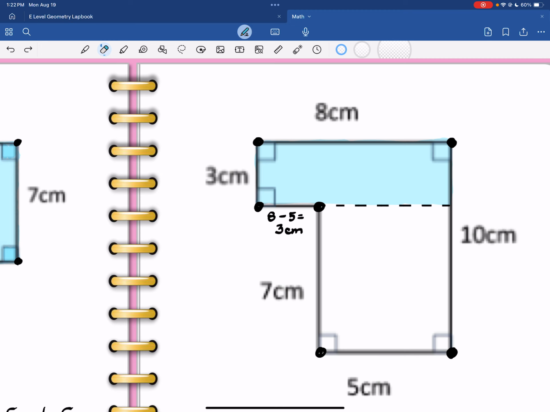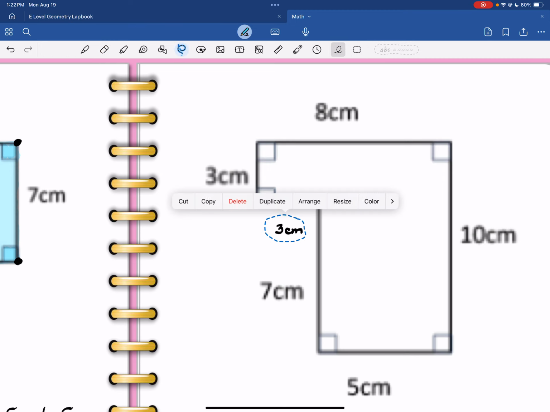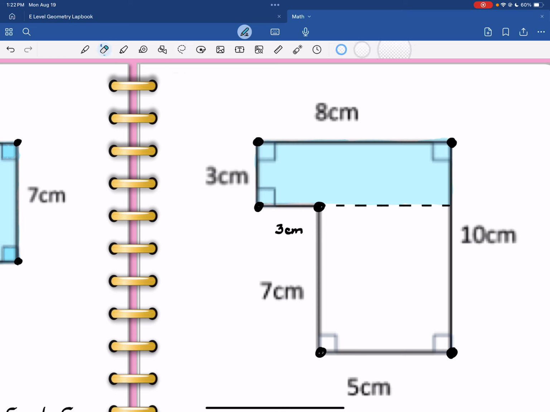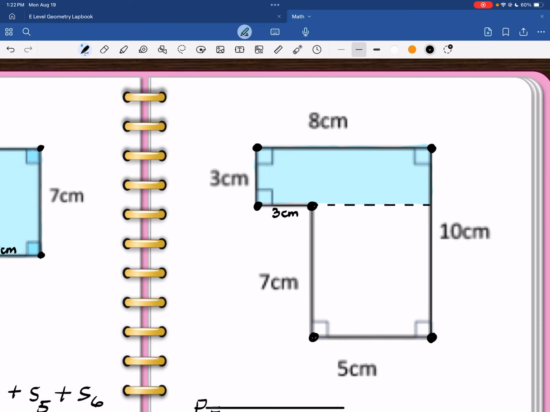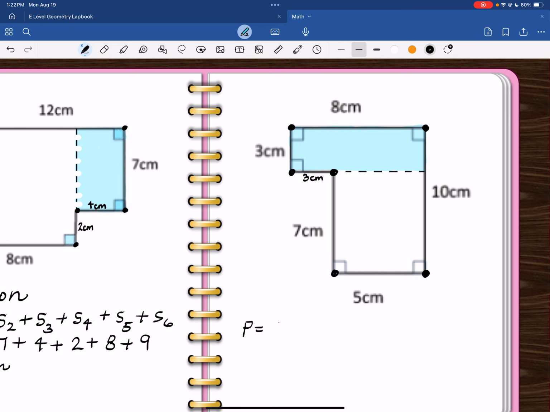And we can take out this part and maybe move that up a little. Whoops, maybe not. Don't want to have to start over. So let me take this out and put it right up here. So this is 3 centimeters. So we just need to add up these sides. I like to write them down, but you don't have to.